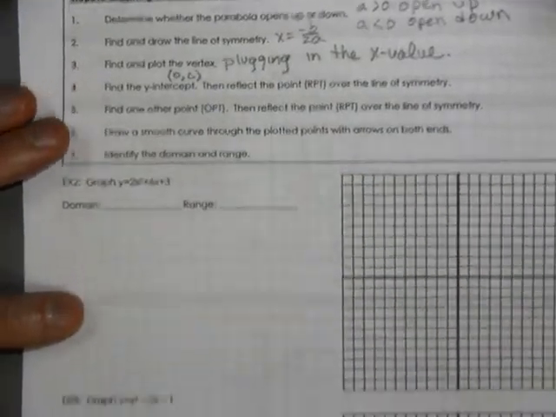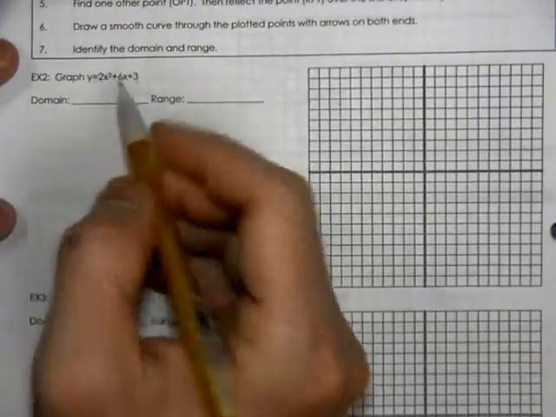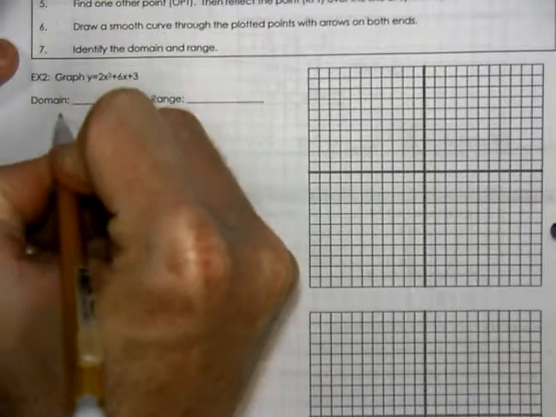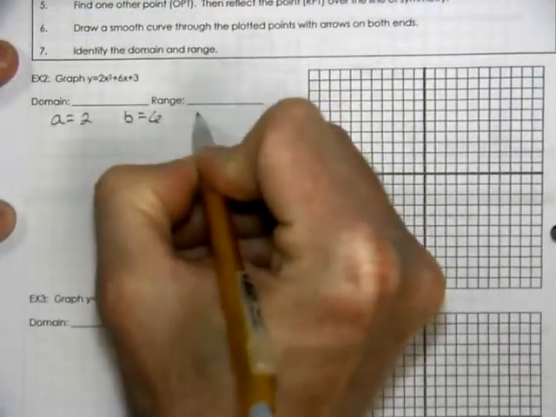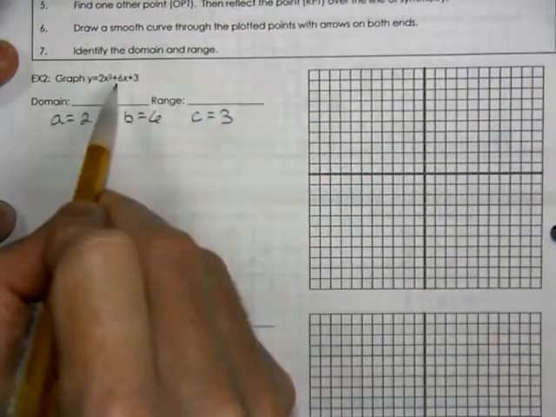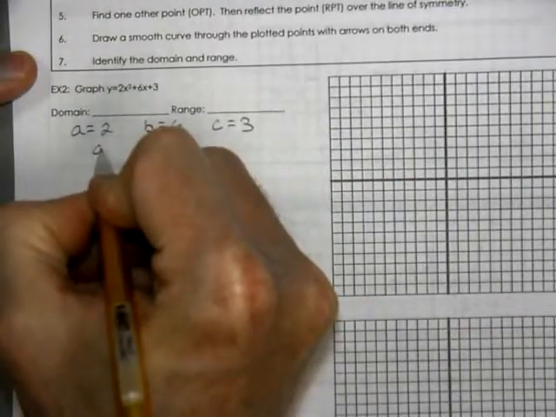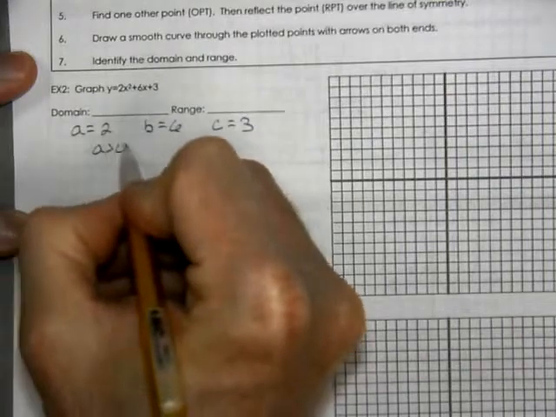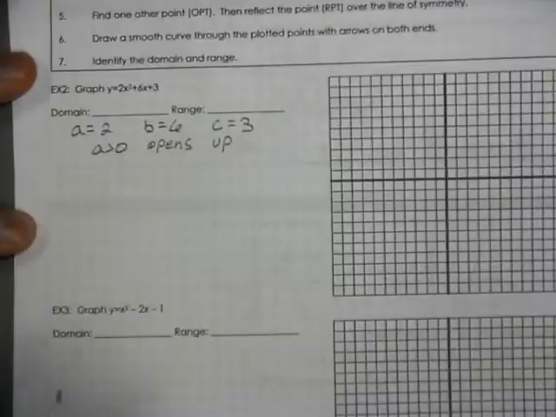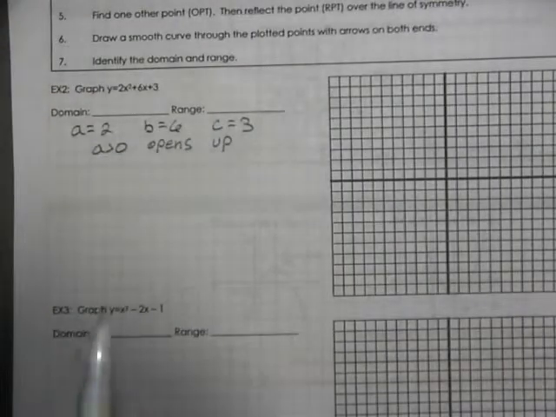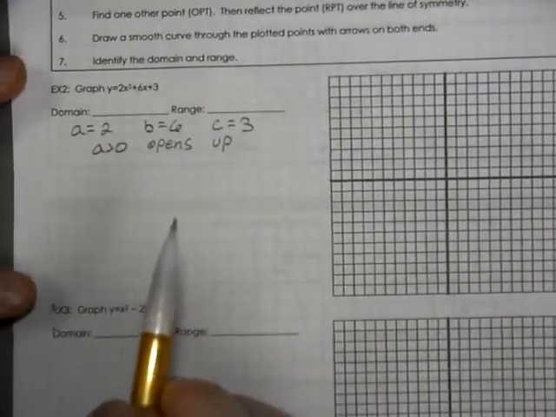Don't forget about your domain and range. So here we notice that the a value equals 2, the b value equals 6, and the c value equals 3. So since a is greater than 0, we know that it opens up. We know it's going to be a little narrower because a is greater than 1. It's going to be a little bit more narrow than the normal parent function.